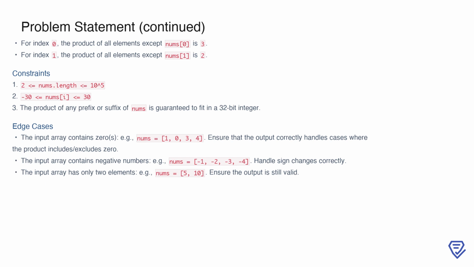Additionally, there are some constraints to keep in mind for this problem. The array length will always be between 2 and 10^5, each element of the array will be in the range -30 to 30, and the product of any prefix or suffix of the array is guaranteed to fit within a 32-bit integer. Edge cases to consider include arrays with zeros, arrays with negative numbers, and arrays with only two elements. Handling these cases correctly is crucial for a complete solution.